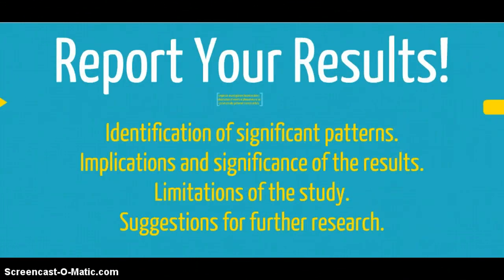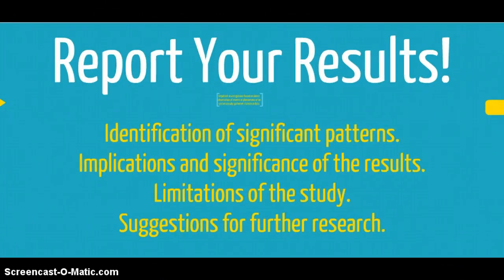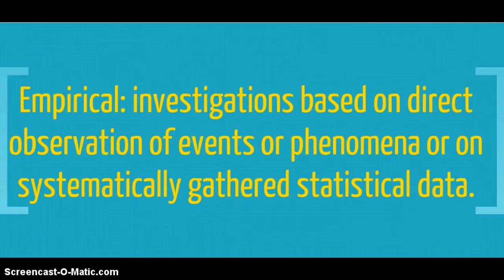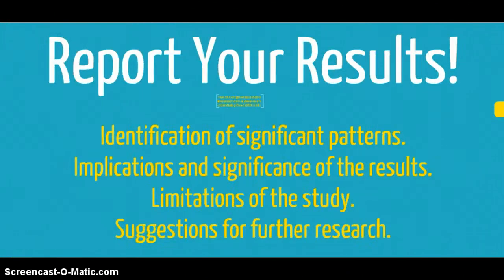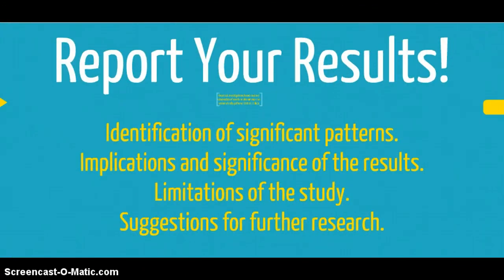One way to report your results is through an empirical research report, much like you've done in your lab reports this semester. Remember that the word empirical means investigations based on direct observation of events or phenomena, or on systematically gathered statistical data. The text of most reports is made up of four conventional features: an identification of significant patterns and speculation about causes, a statement about the implications and significance of the results, a discussion of the limitations of the study, and suggestions for future research. Notice that you've already been doing these things all semester long in the formal lab reports that you have written.